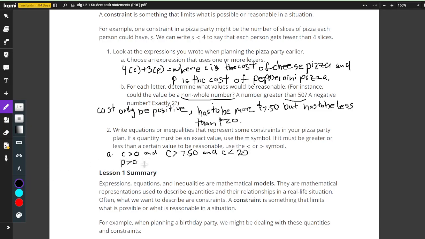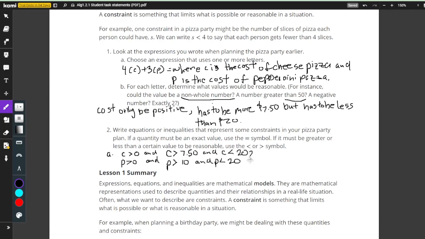P has to be greater than 0. And C is greater than, well, in this case, the cheese pizza is $7.50. Usually pepperoni pizzas are more expensive because you have to add more food. So let's say P is greater than $10 and P is less than 20 still. And there you have it. These are our expressions. These are our constraints.